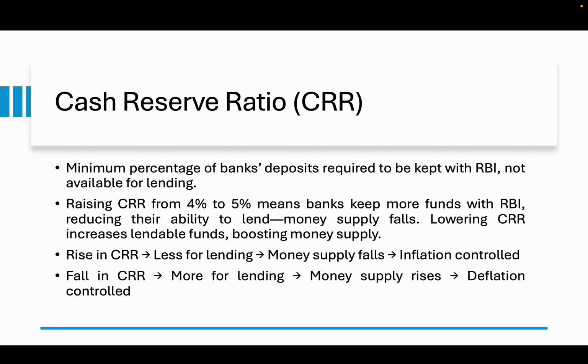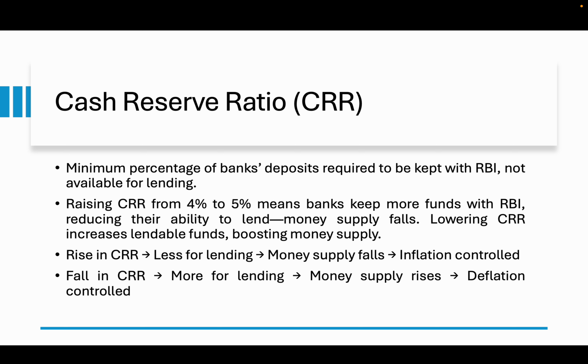Cash reserve ratio. The cash reserve ratio is a percentage of deposits that banks must keep with the RBI. They cannot use this money for lending. If RBI increases CRR from 4 to 5%, banks must set aside more funds with RBI, leaving less money for lending. This reduces money supply and controls inflation. While if RBI reduces CRR, banks have more money to lend, increasing money supply and helping during deflation scenarios.